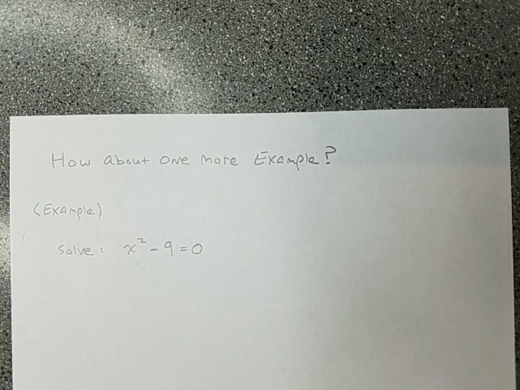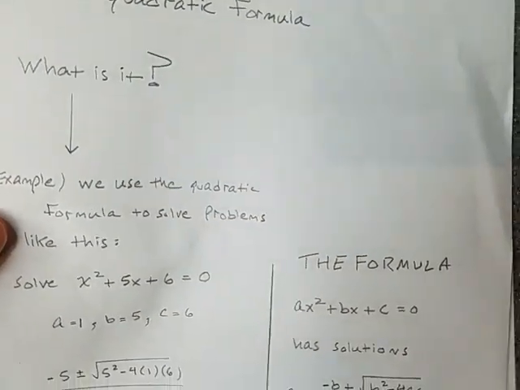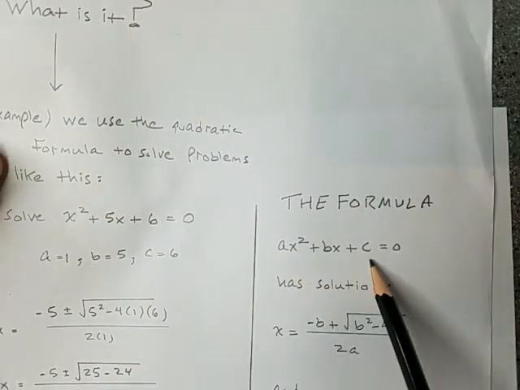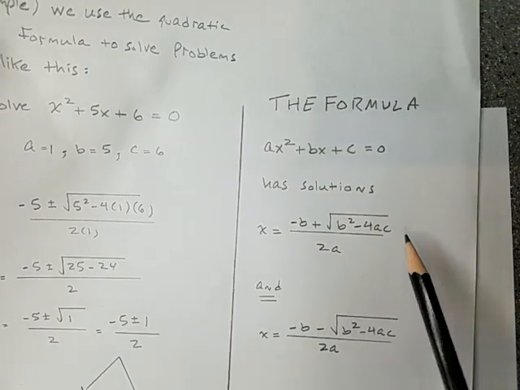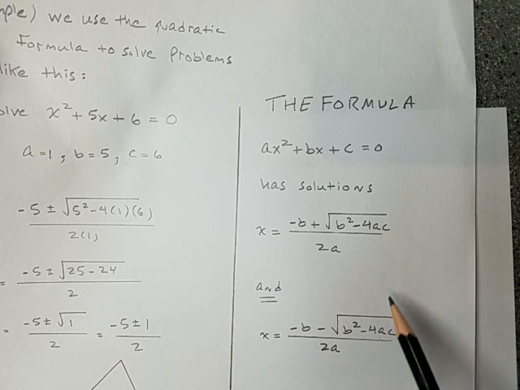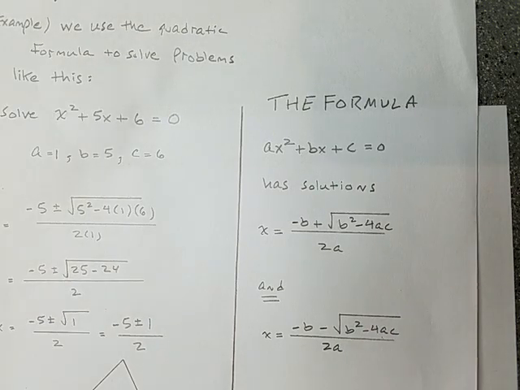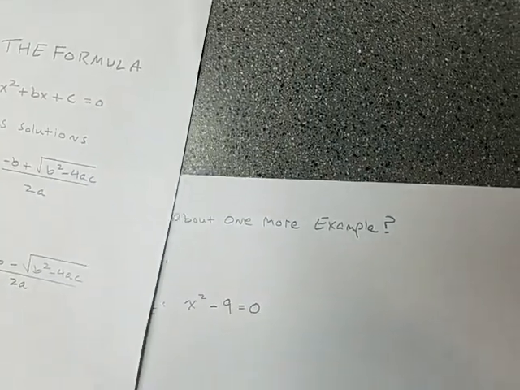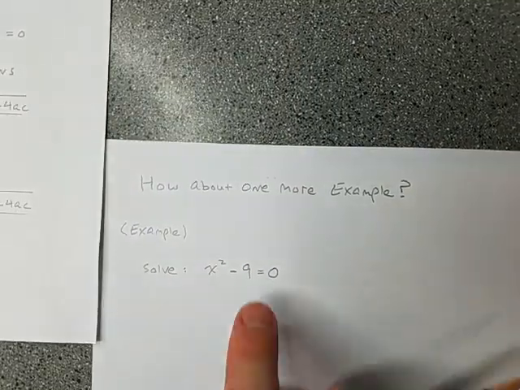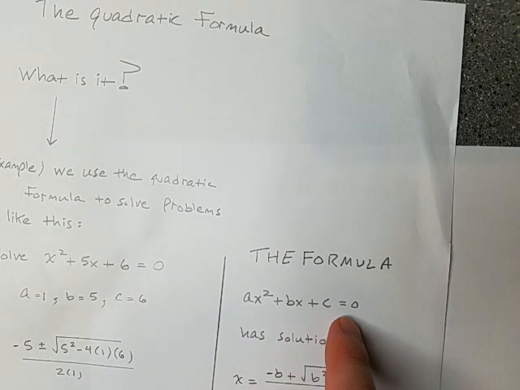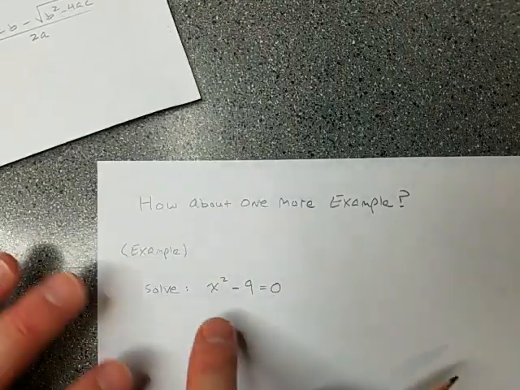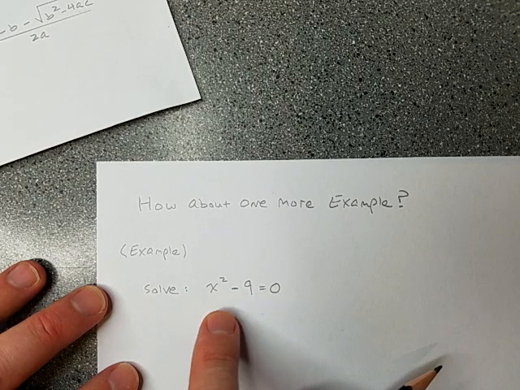Let's see, I'm going to go back and look at something. You solve equations like this, ax squared plus bx plus c equals 0, by the quadratic formula, which looks like that. Okay? That's how it works. But does this look like ax squared plus bx plus c? I see 3 terms there, right? And this has 2 terms.